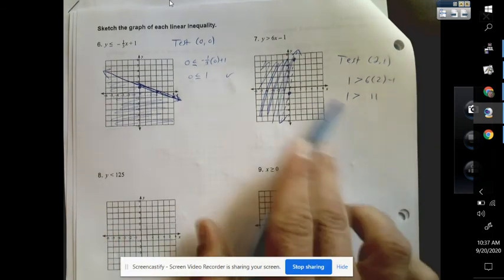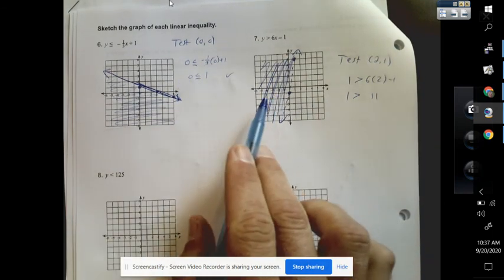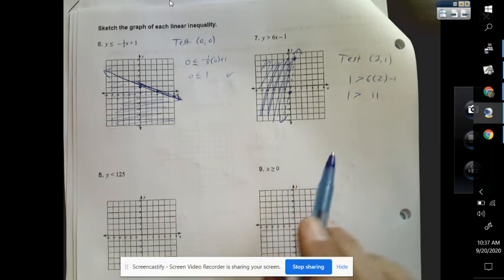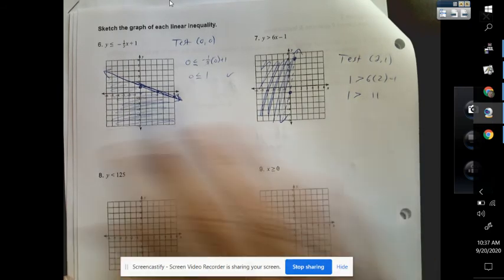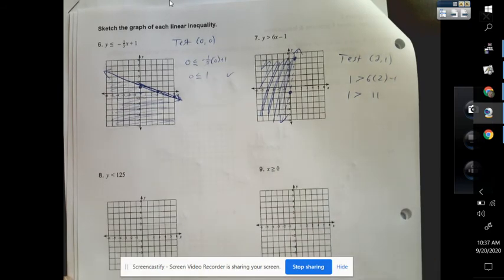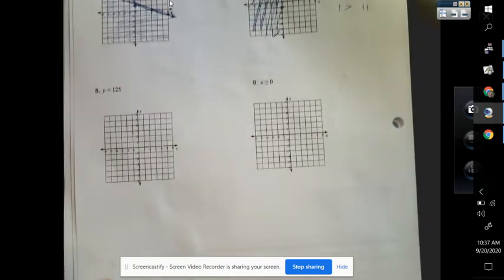Okay, so you guys pick if you want to do the test points or not. I will tell you later on, when we do systems of inequalities, it helps big time. But for these simple, single inequalities, you're more than welcome just to kind of shade.